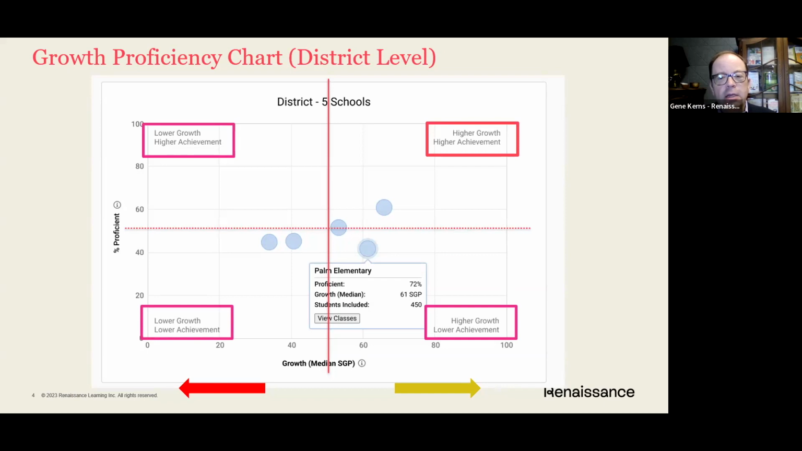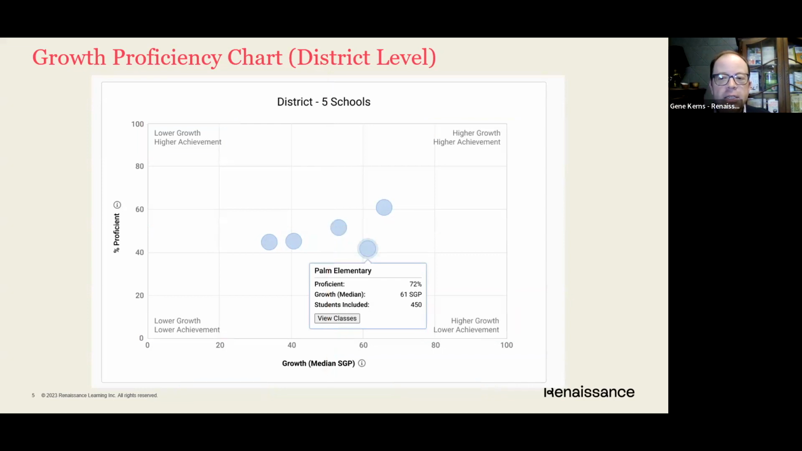Now, the reason that I think most people find this to be one of the most useful reports or interfaces is that it brings together two metrics all at once. You're seeing both growth and achievement plotted side by side. In some ways, it gives you a multi-dimensional view of what's going on. Now, as I said, if you log in as a district person, this is what you see. If you log in as a principal, you're about to see what I see next. If you log in as a teacher, you're going to see your classes.